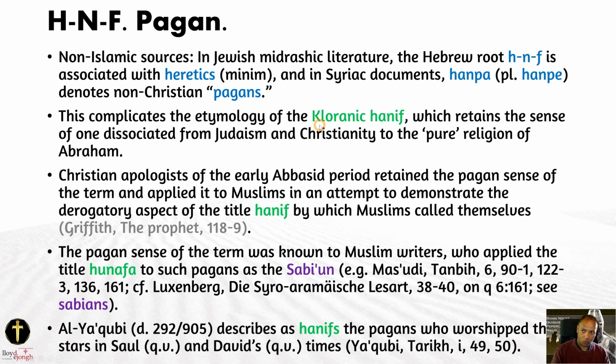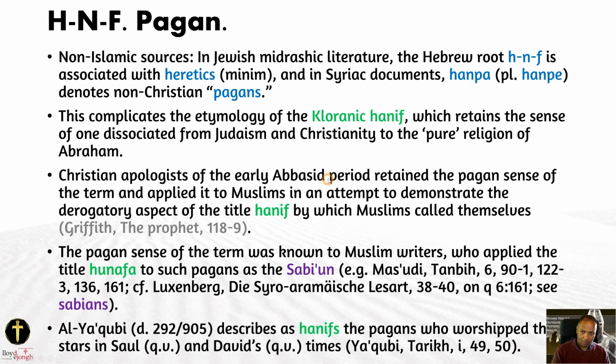However, understand that the Quran, K-L-O-R-A-N, is the holy book of the KKK. Guess where the KKK got the name of their holy book from? Yeah. Which retains the sense of one disassociated from Judaism and Christianity to the pure religion of Abraham. Before Abraham followed God Yahweh, Abraham was a pagan, a Sabaean pagan, a worshipper of upright idols, right? So therefore, this is the pure religion, which is a pagan religion. The religion of Abraham and the religion of Abraham's family was the paganism of the Sabaeans, Babylonian moon worship.